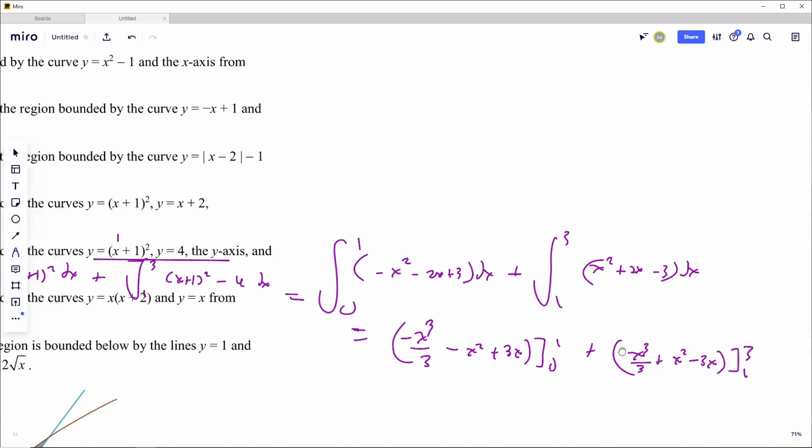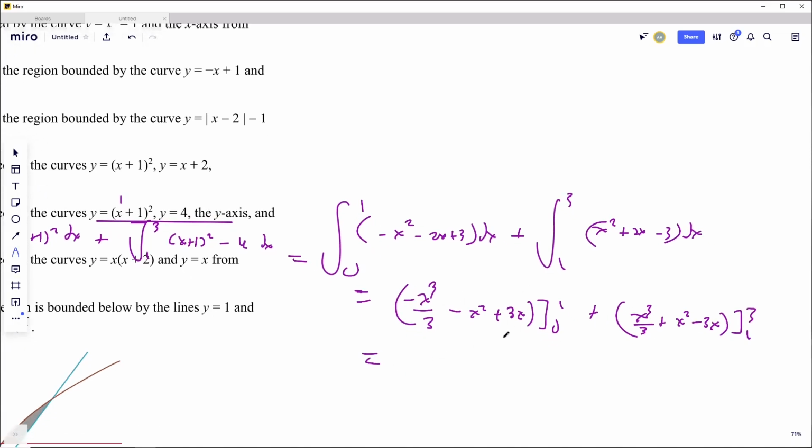from 1 to 3. If we do this quickly, zeros here, 1, so minus 1 over 3, because I put the zeros first, because the zeros are easy. Minus 1 plus 3. And this gives you minus 4 over 3. Minus 4 over 3 plus 3 gives you 5 over 3. So this gives you 5 over 3.